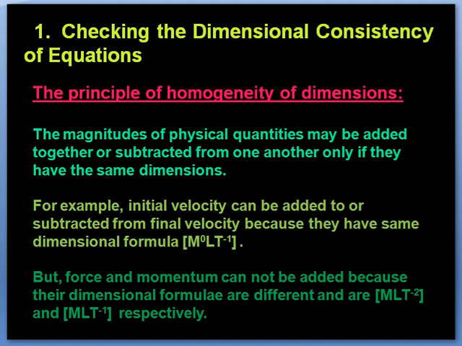For example, initial velocity can be added to or subtracted from final velocity because they have the same dimensional formula, that is M^0 L T^-1, or you may say LT inverse. But force and momentum cannot be added because their dimensional formulae are different. The dimensional formula of force is MLT^-2, but the dimensional formula of momentum is MLT inverse respectively.